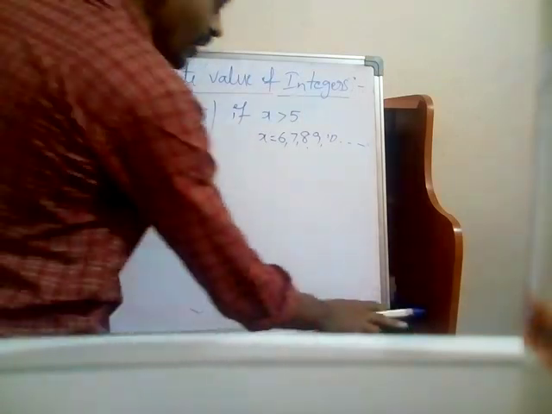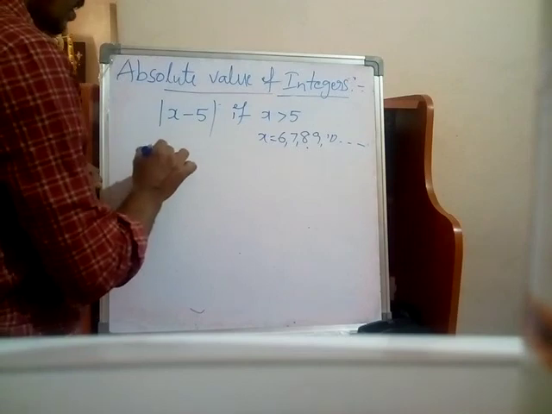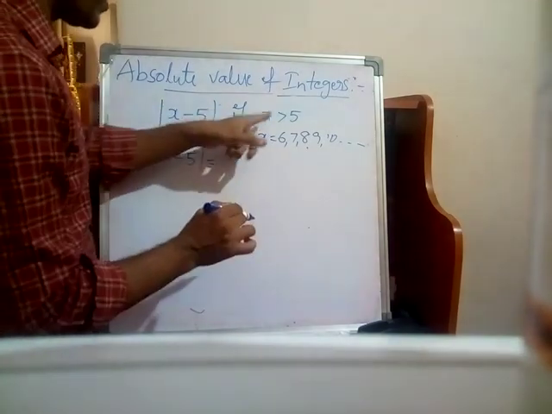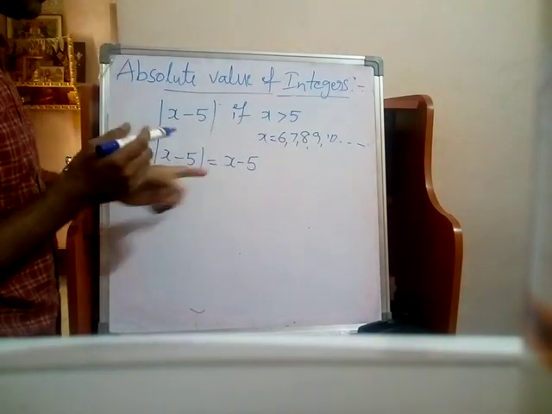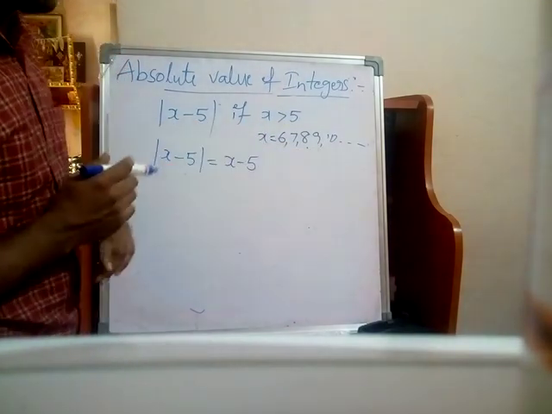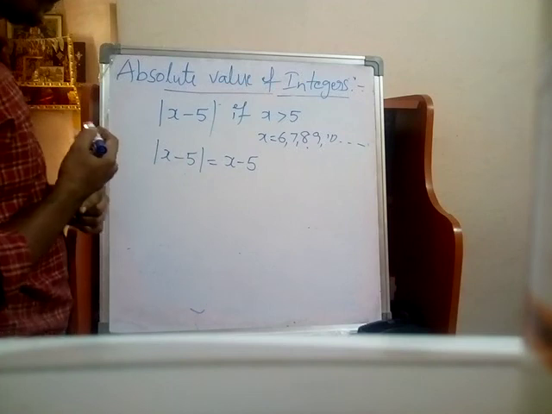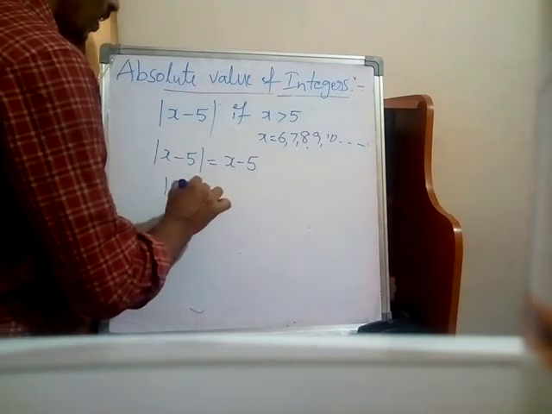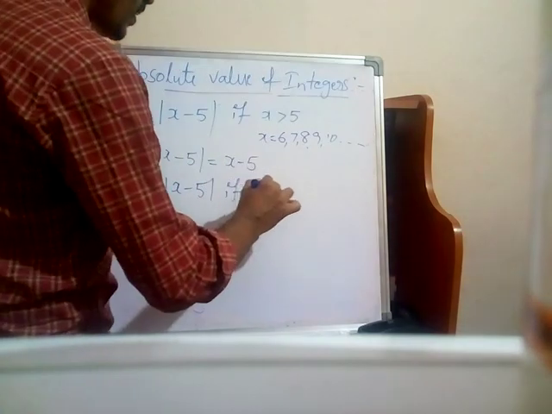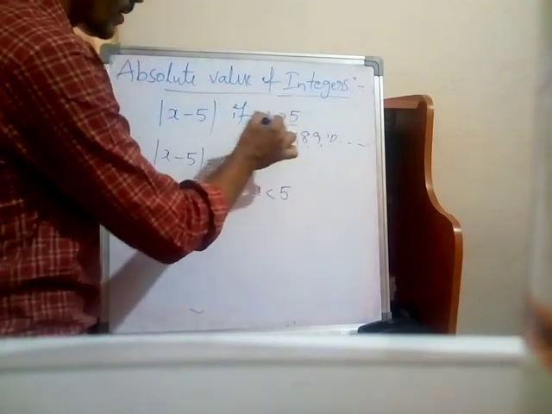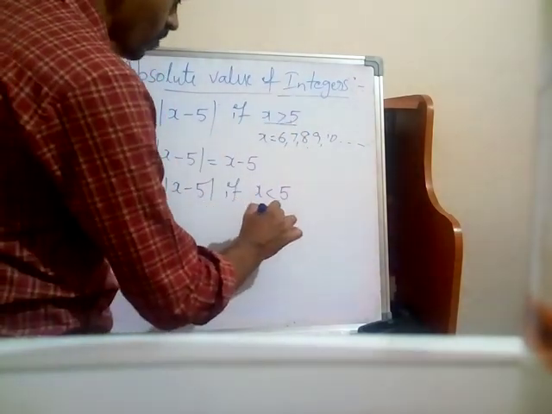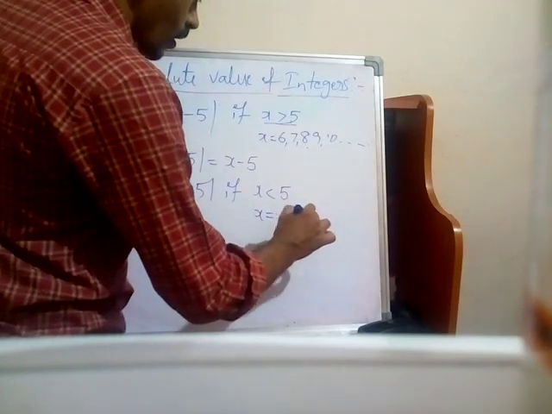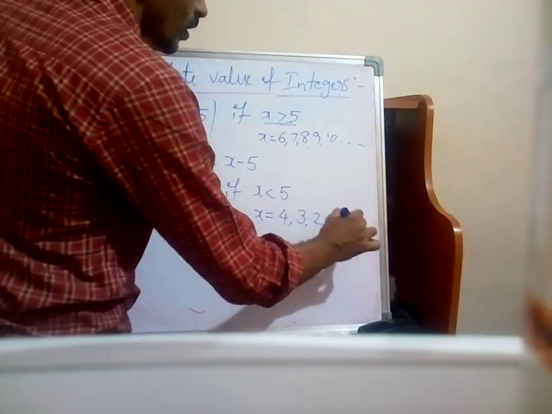So compulsory we get positive. Modulus of x minus 5, if x is greater than 5, what is the solution? x minus 5 only. If you take x minus 5, then we get all positive values. Now modulus of x minus 5, if x is less than 5: if you take x less than 5, what are the possible values of x? 4, 3, 2, 1, 0, like this.